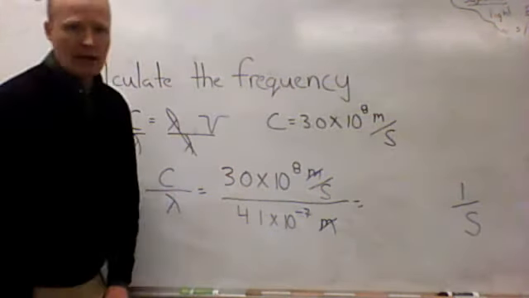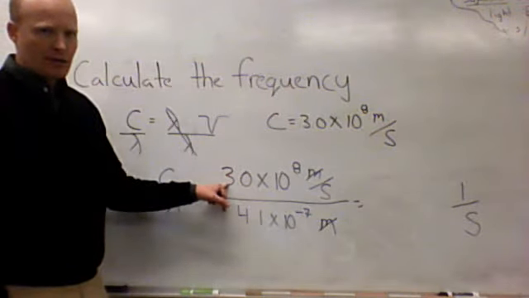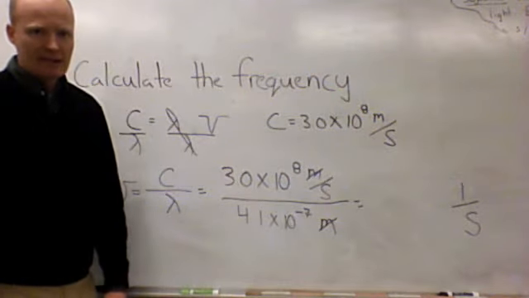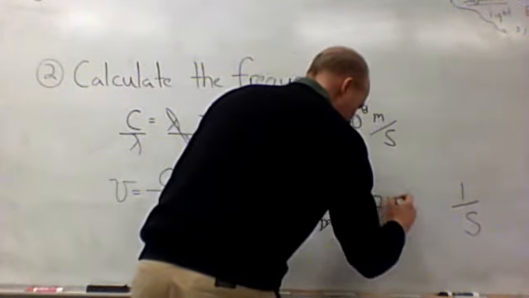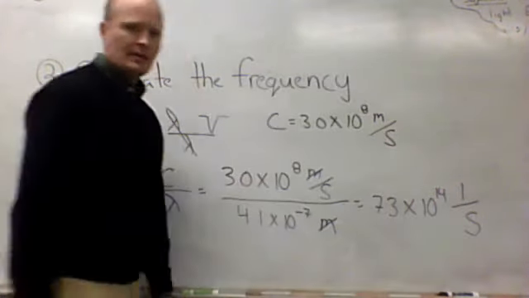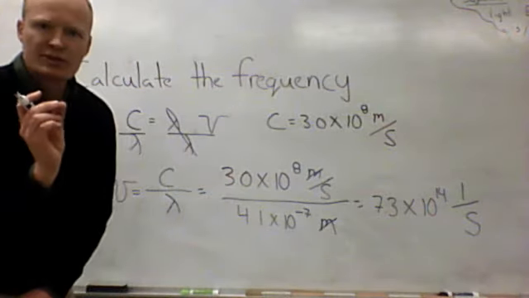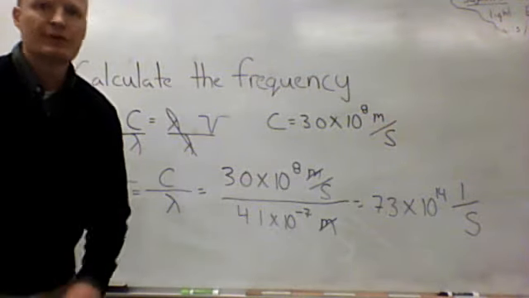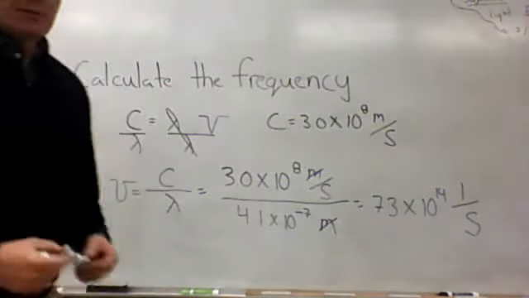Now again, you can use your calculator to help you complete this calculation. You're dividing the speed of light, 3.0 times 10 to the 8, divided by 4.1 times 10 to the minus 7. When you complete that, you'll get a number of 7.3 times 10 to the 14. That is a large number, and that makes sense. Light with a small wavelength like that has a very high frequency. Okay? So that's your answer to step 2. Calculate the frequency.